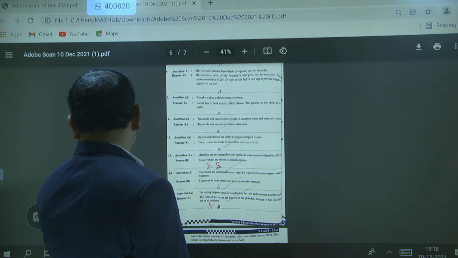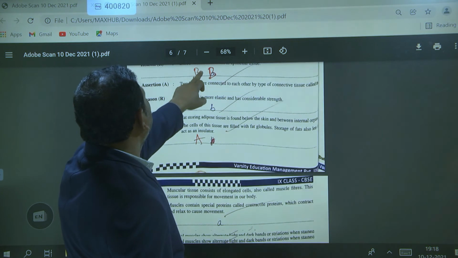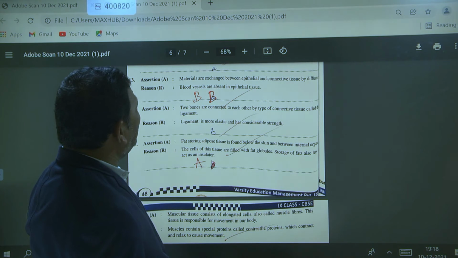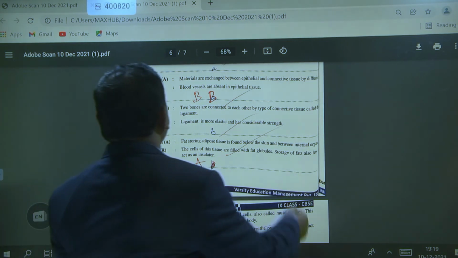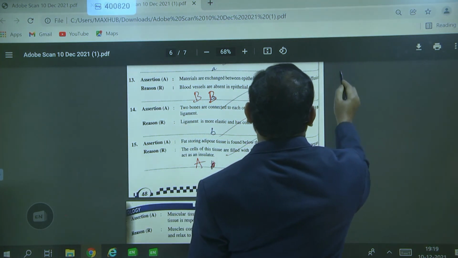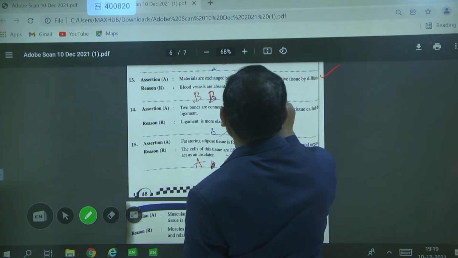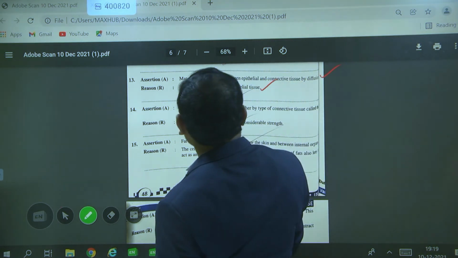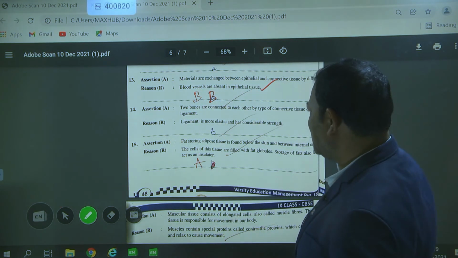Question 12 done. Next, 13th question. Materials are exchanged between the epithelial and connective tissue by the diffusion mechanism. This is true, and blood vessels are absent in the epithelial tissue. This is also true, but the explanation is not correct. So that's why option B is the correct answer.